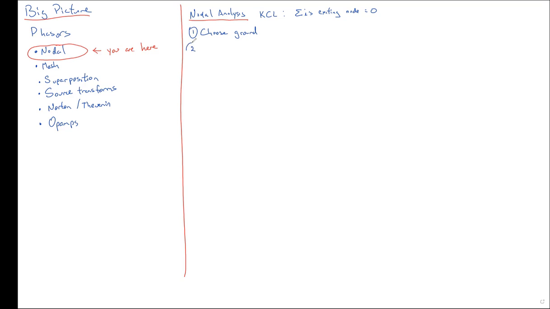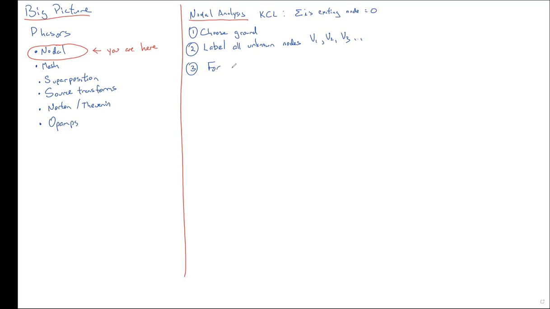So you want to choose your ground node at one of the points where most of the wires come together, since that would otherwise be your most complicated KCL. And then you will label all your unknown nodes with voltages that you want to find, V1, V2, V3, and so on.